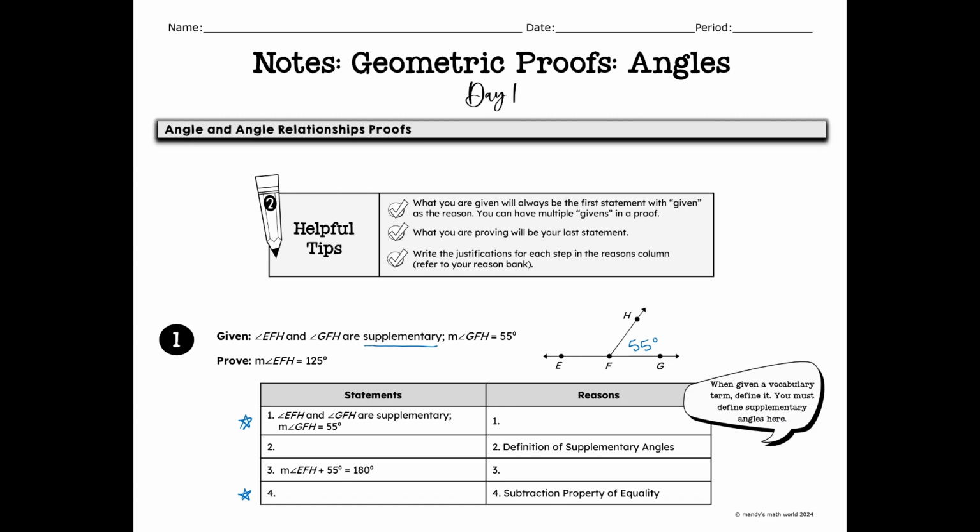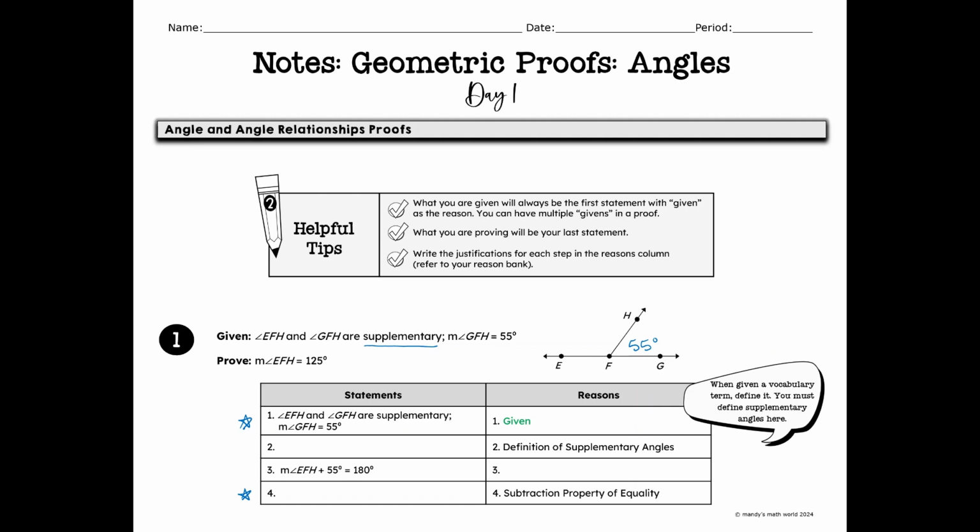And in geometry, we never assume anything, right? We have to prove everything. We are only given that these two angles are supplementary and the measure of angle GFH is 55 degrees. That's what we're given. So we write that in our first statement, everything that we're given. And again, you don't have to write everything that you're given in your first statement. You can write your givens throughout your proof, but we're given that.